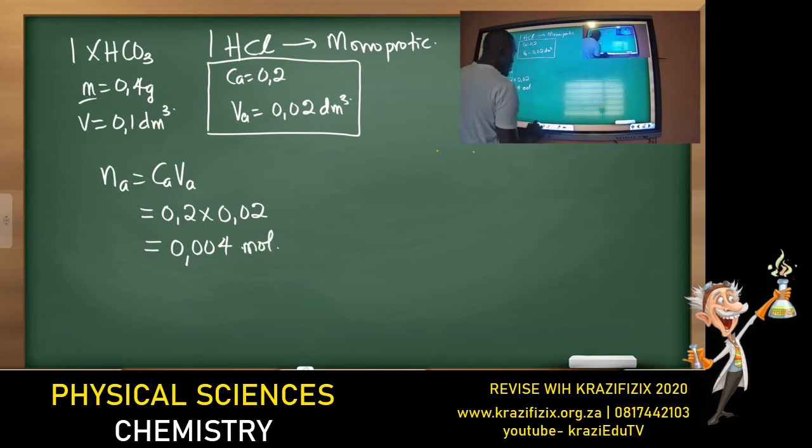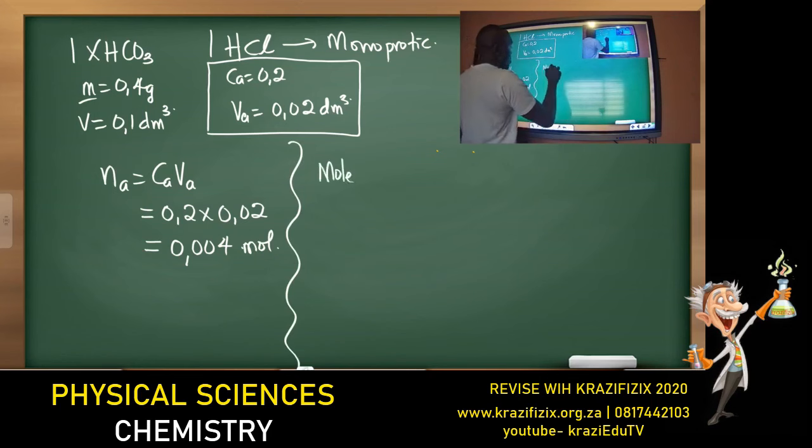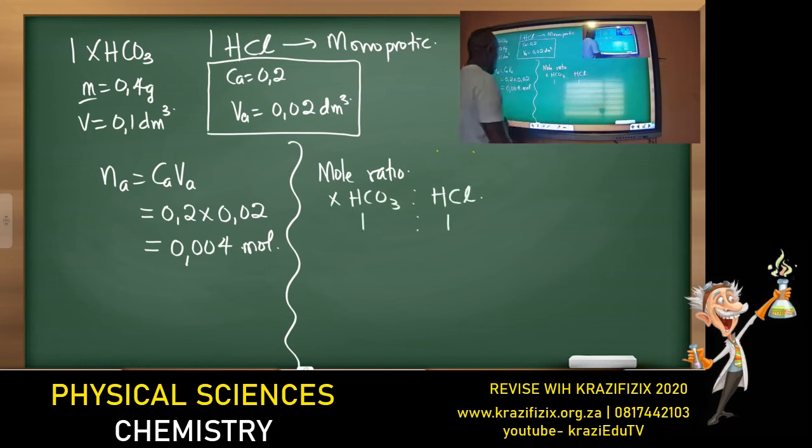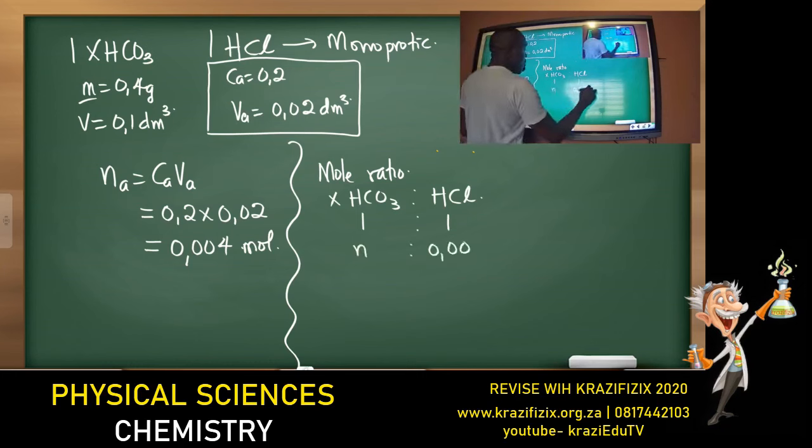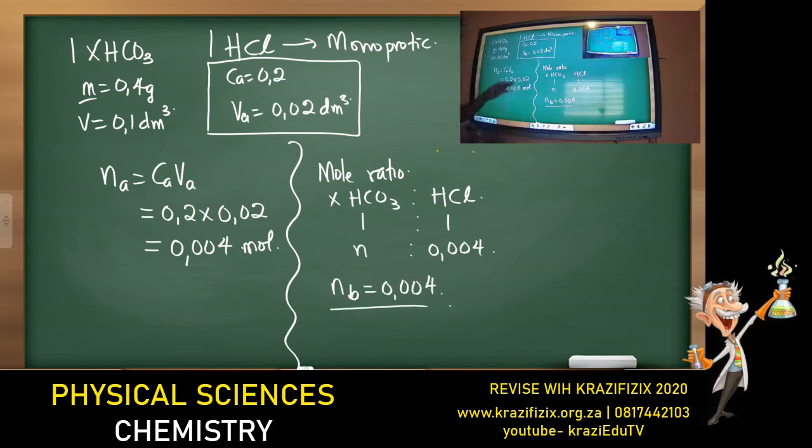Now, mole ratio. If you remember, we followed the same process when we did rate of reaction. What is my mole ratio? 1 mole of XHCO3 and hydrochloric what? Acid. 1 mole will produce 1 mole. But how many moles do I have? I don't know this. I have 0.004. It means the number of moles of the base is 0.004. Beautiful. Number of moles is 0.004 moles of the base.